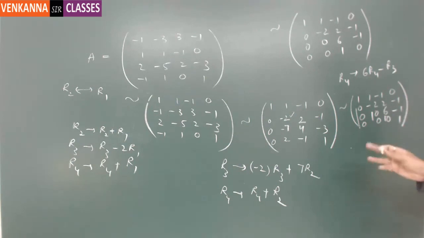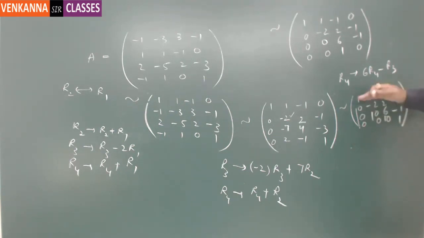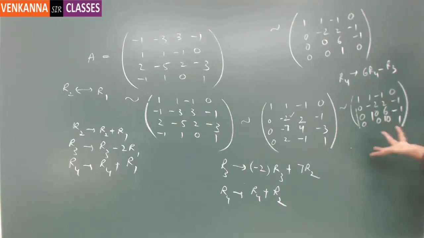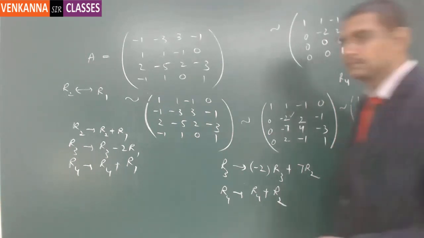However, if you get any 0 row, that will be in the end. How many 0 rows you will get? They should be at the end. So the criteria is that the elements before the diagonal entries must be 0. So it satisfies the echelon form. Since you didn't get any row completely as 0, all the 4 rows will be considered as non-zero rows. So the rank of the matrix is nothing but 4.